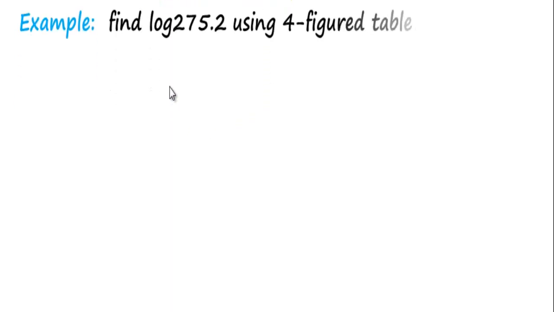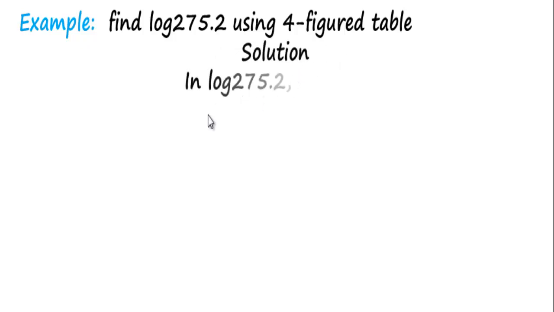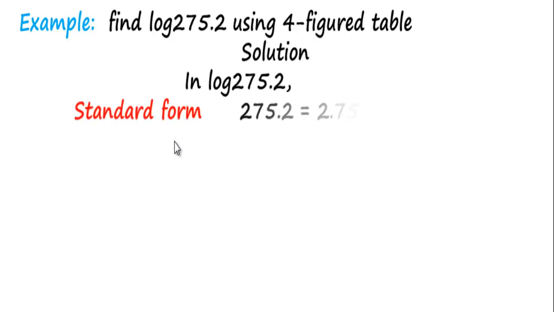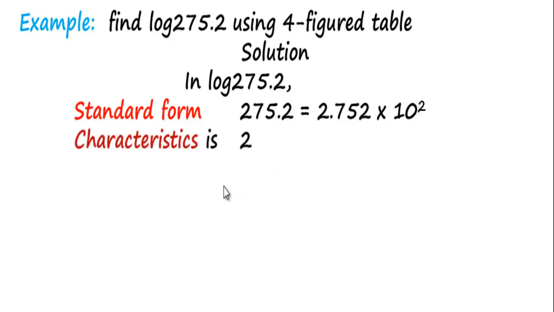So let's move on. Now let's take this example. Find log 275.2 using 4-figure table. Let's go. Solution. In log 275.2, what is the standard form of 275.2? The standard form is 2.752 times 10 raised to the power 2, meaning the characteristic or integer is 2.